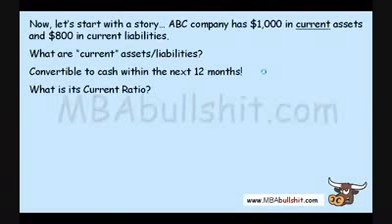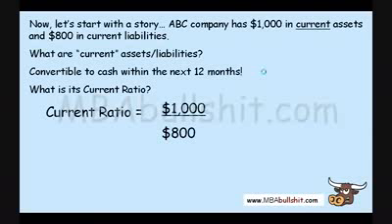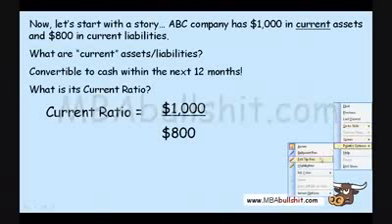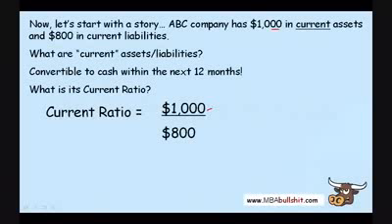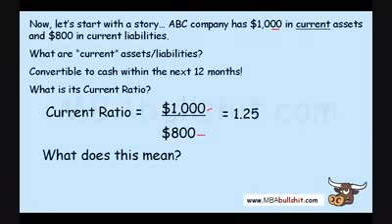So now, what is the current ratio? It's very simple. Current ratio is $1,000 divided by $800. Where did we get this? $1,000 is the $1,000 in current assets, and the $800 is the $800 in current liabilities. And the current ratio is 1.25. Now, this is very easy to compute. The more important thing is, what does 1.25 mean with the current ratio?